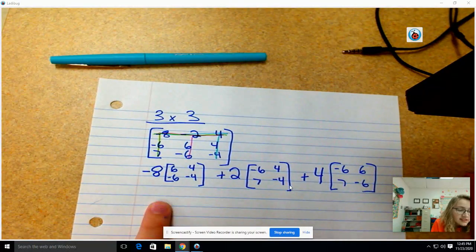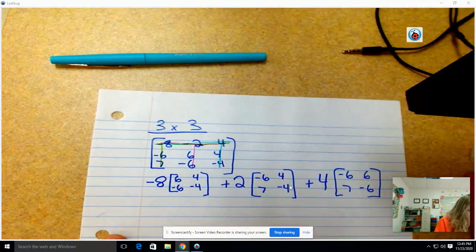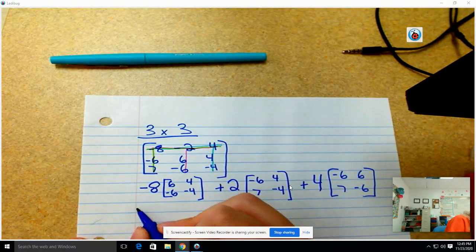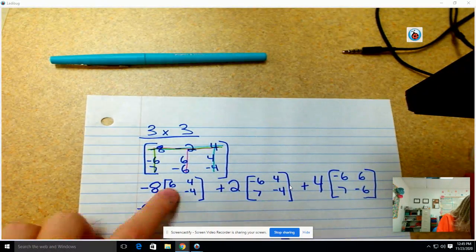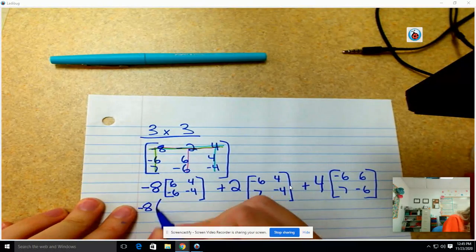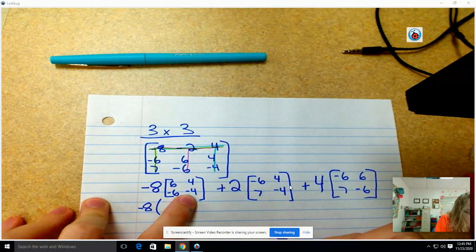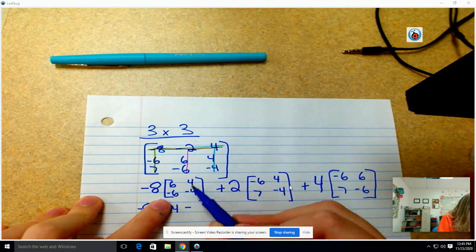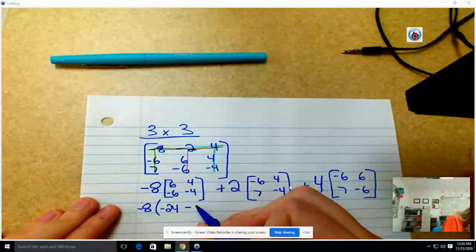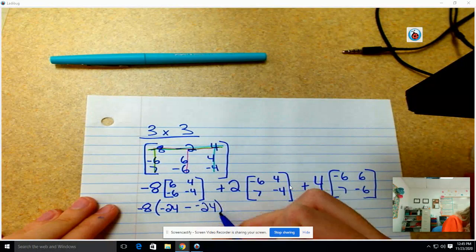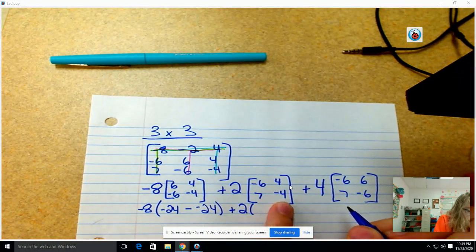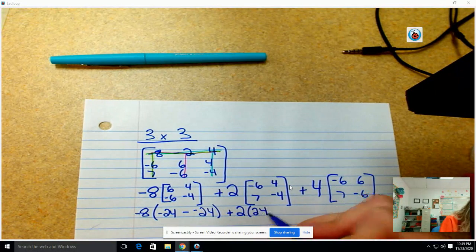So now that we have this, we're ready to take our determinants. So remember the 2x2, it's A times D minus B times C. So we're going to bring down that -8. And then we're going to have all of that times 6 times -4 is going to give me -24, minus -6 times 4 is going to give me -24, plus 2 times -6 times -4 is +24.